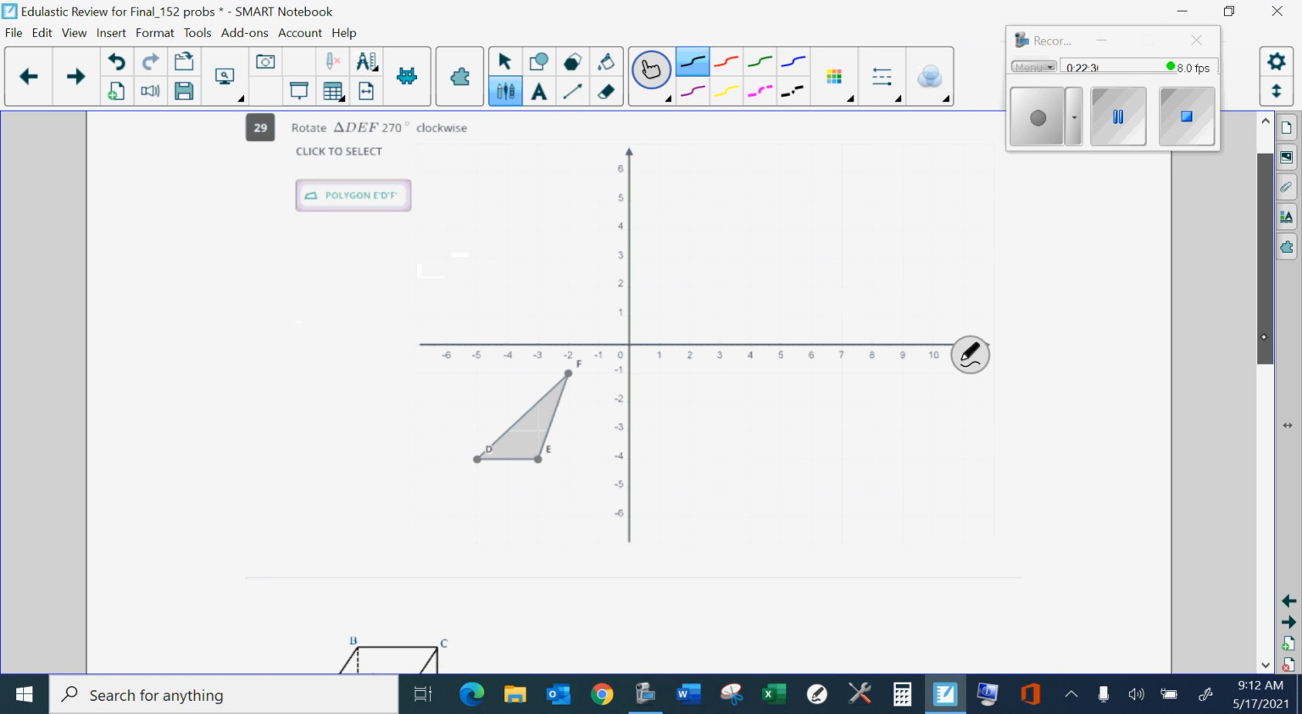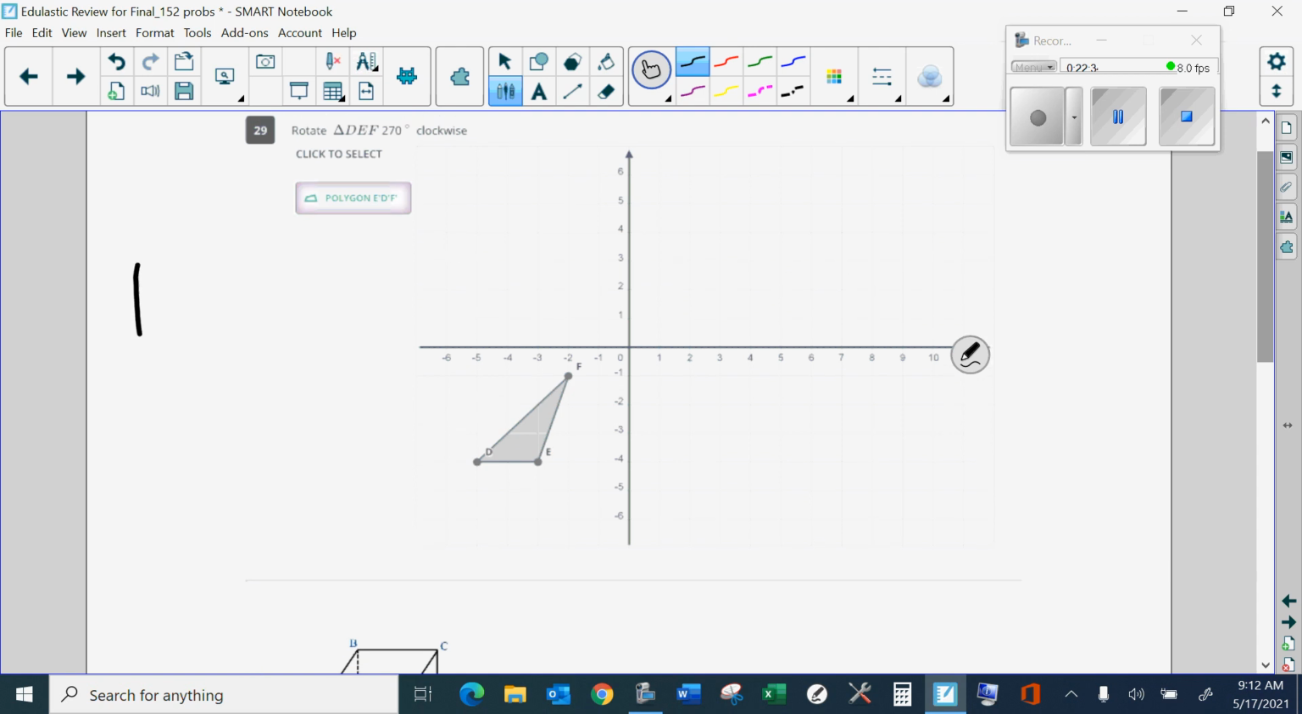Rotate DF 270 degrees clockwise. So rotation of 270 equals rotation of negative 90. Negative 90 is clockwise, so it's going from quadrant 3. It's going to all end up in quadrant 2. Since all these 3 points are in quadrant 3, they all have to be in quadrant 2.